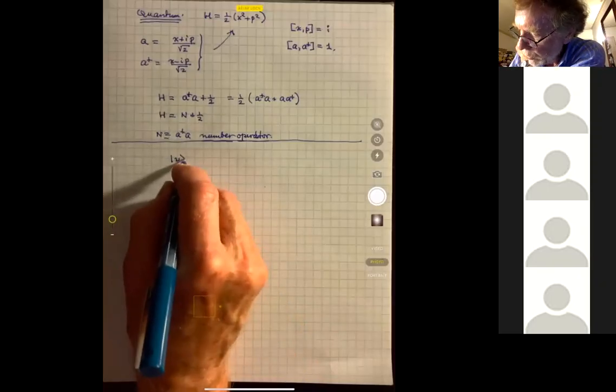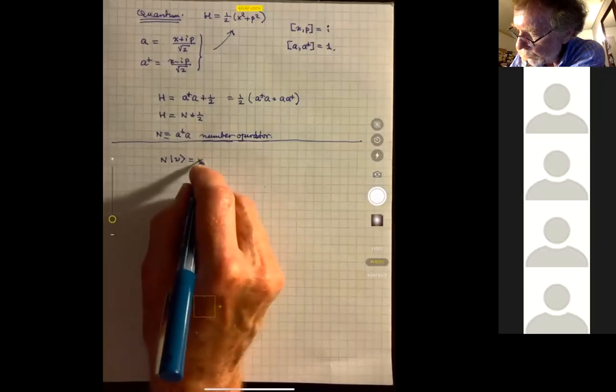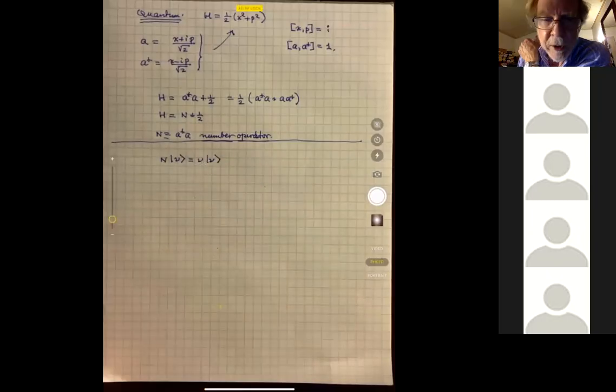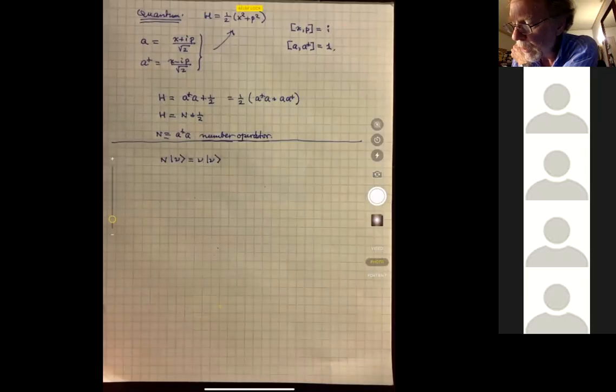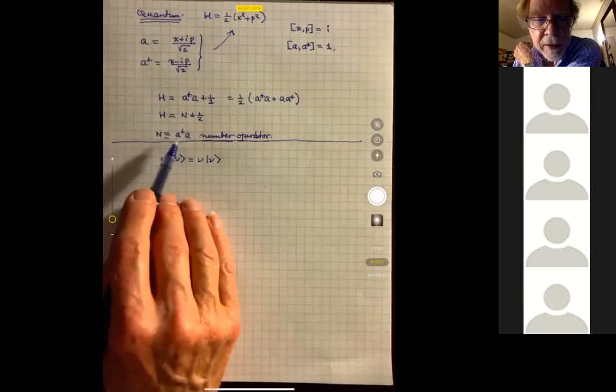Let's let |ν⟩ be an eigenstate of the number operator N with eigenvalue ν, like this. I'm using the symbol ν here because I don't want to pretend that I know anything about the value of the eigenvalue, whether it should be an integer or a fraction or a positive or a negative number, anything like that. It does have to be real because the number operator is Hermitian, as you can tell by looking at it.